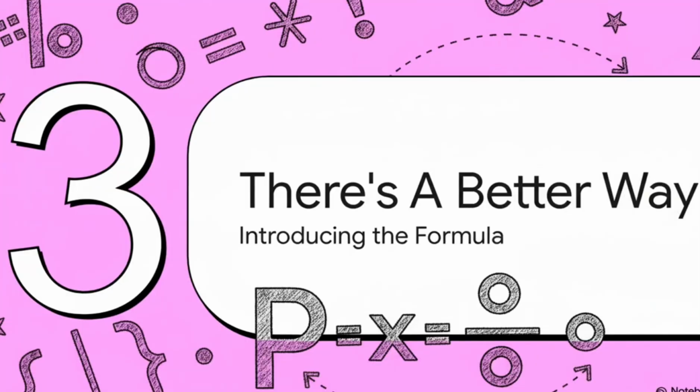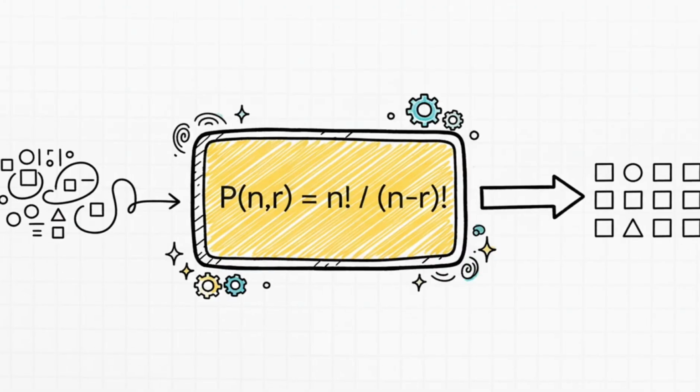And you know what? Thankfully, there is. Math gives us this amazing shortcut for problems just like this. And it all boils down to one single powerful formula. And here it is. This is the permutation formula. Now, I know, it might look a little scary at first with all the letters and the exclamation point, but trust me, once we break it down piece by piece, you'll see it's actually super simple.